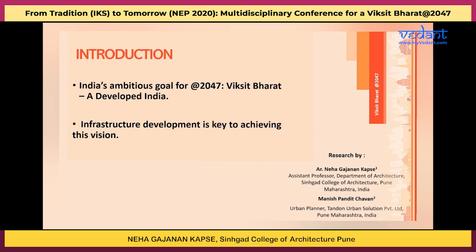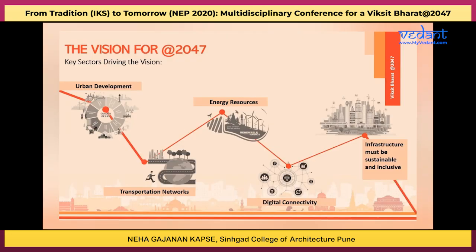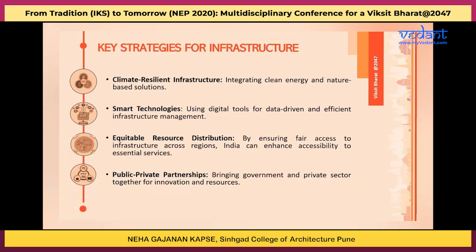At its core, the paper emphasizes that infrastructure development is the backbone of India's progress. It highlights key areas such as urban development, energy, transportation, water resources, and telecommunications, each of which plays a critical role in realizing the vision of a developed India. So, what are the strategies that will propel India towards this goal? The paper outlines several key interventions.